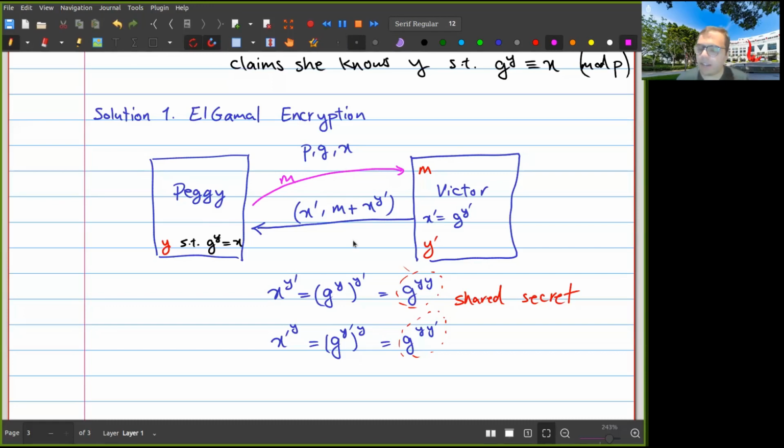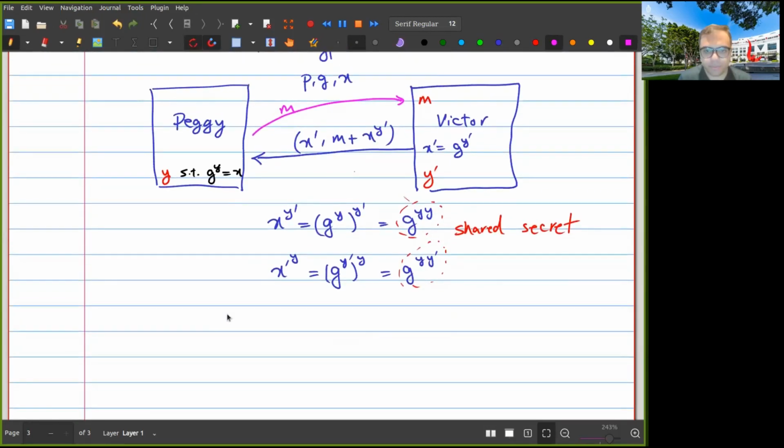Okay? And of course, they can just repeat this. So Victor can just keep giving different values of M, of course, in encrypted form. And if Peggy can decrypt them, it means that Peggy actually knows this value of Y. Okay, so that's one solution.